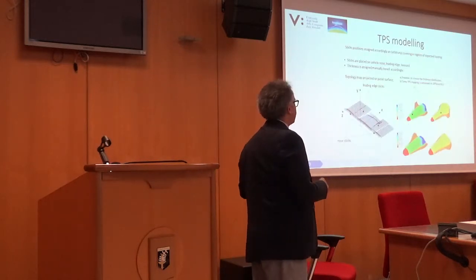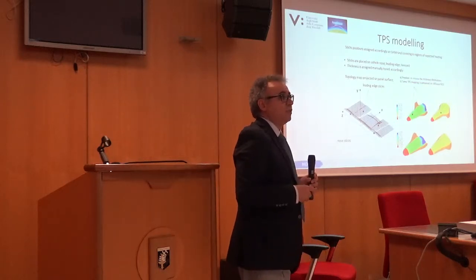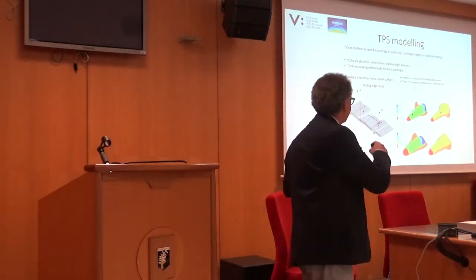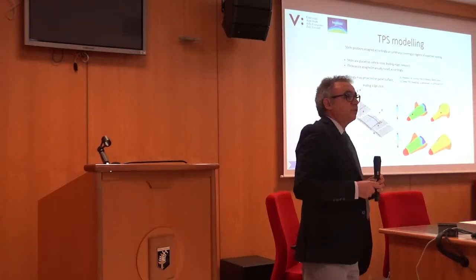And this is an example of the results obtained by this topological map. On the left side we have the three-dimensional map, and on the right side the results in terms of thickness over the vehicle configuration.